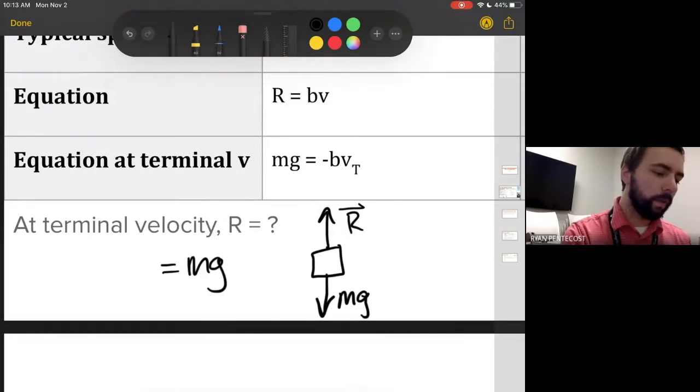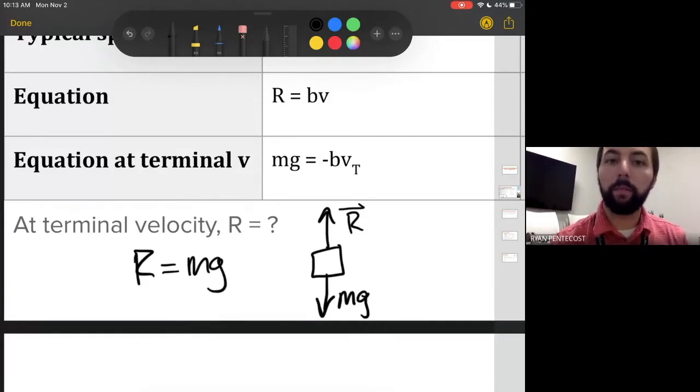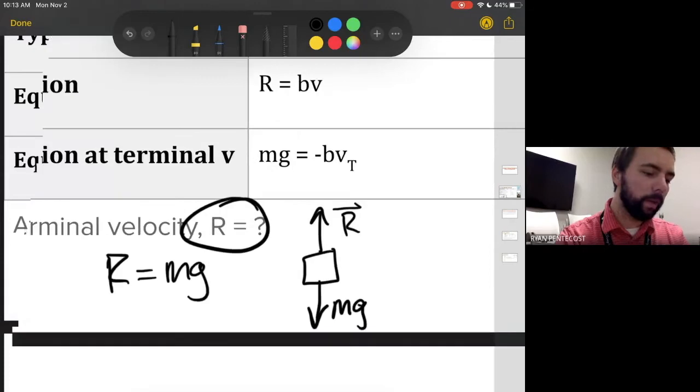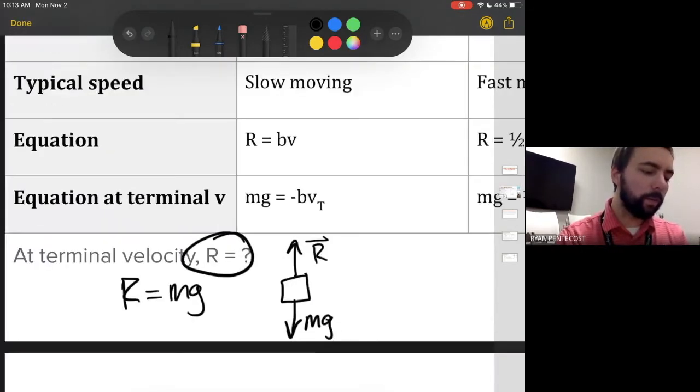So those two are going to balance out magnitude-wise. Obviously, the directions are opposite, but magnitude R equals mg at terminal velocity. So when we look at the equation at terminal velocity, ignore that negative there. We're not going to talk about direction. But mg is going to equal B times V_T. We change R to mg, and V is now V sub T for terminal velocity.